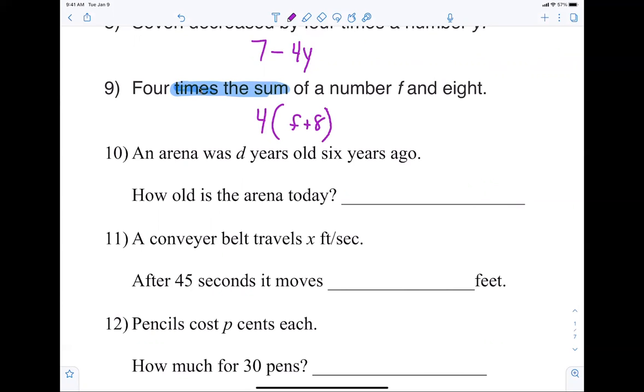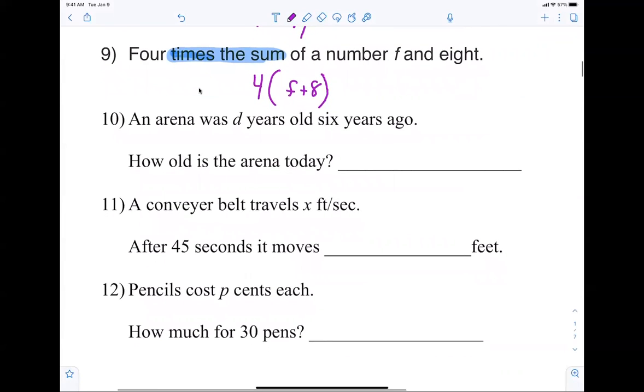All right. These are all expressions. They're different from yesterday. Yesterday was equations. These are expressions. We'll get to the equations in a minute. What do you want me to do next? Yes. Arena was 3 years old 6 years ago. How old is Arena today? So just D plus 6. Yeah, D plus 6. All right.